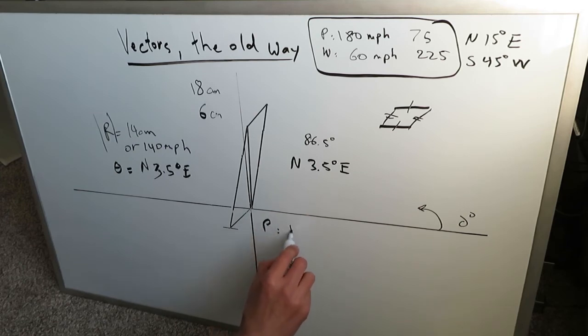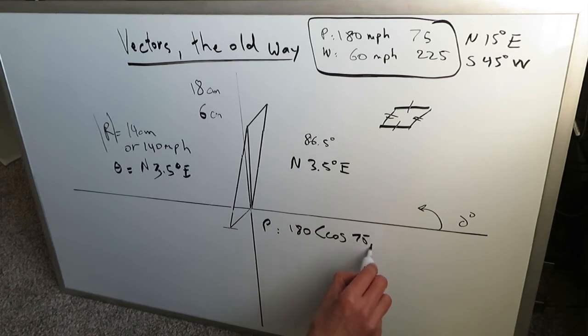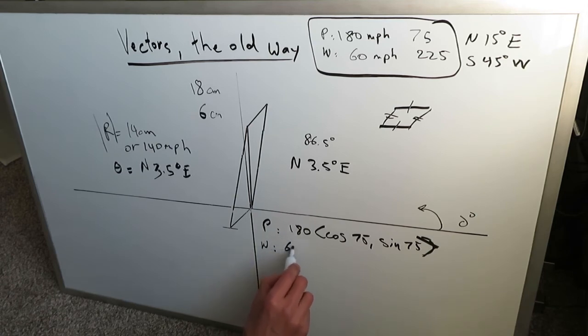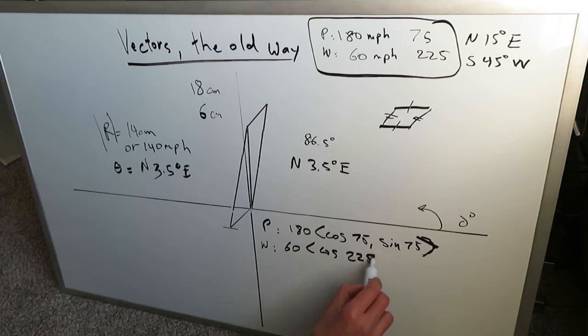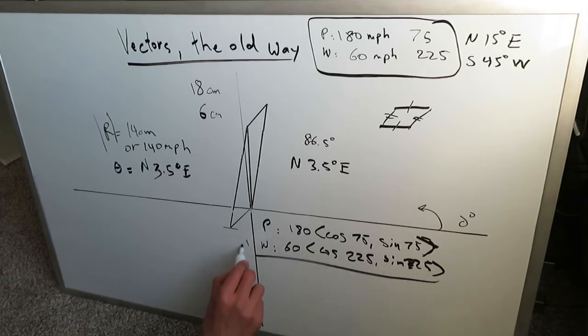The plane was of course 180 miles per hour, with cosine of the angle 75 in the x direction and sine of that same angle in the y direction. The wind was 60 miles per hour, with cosine and sine of 225. Vector addition leads to the resultant. Examples I've shown you. Let's do this swiftly over here.